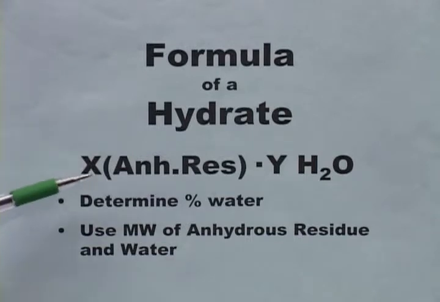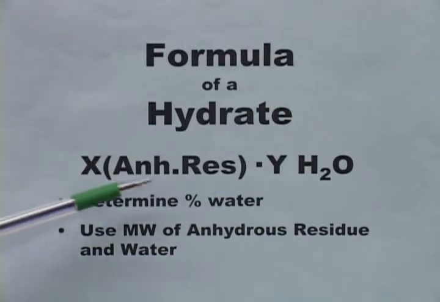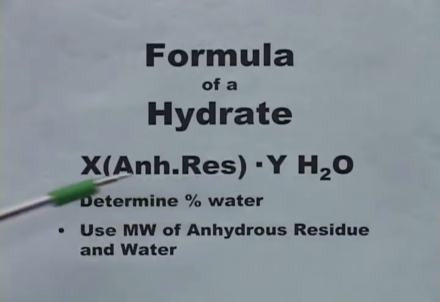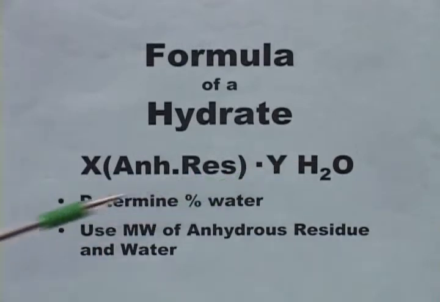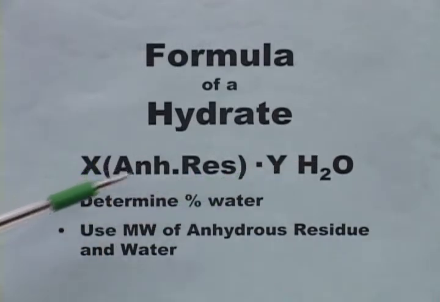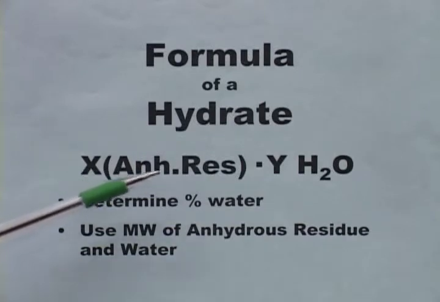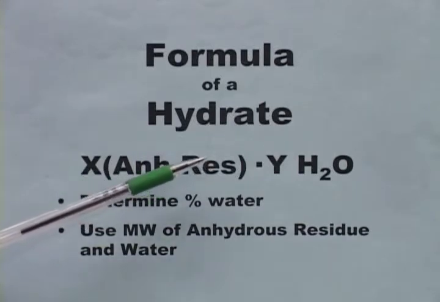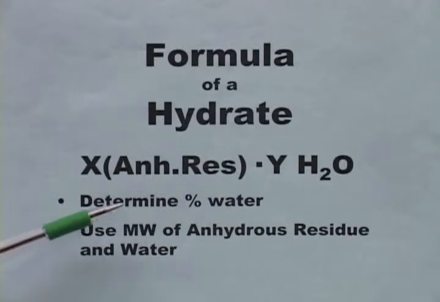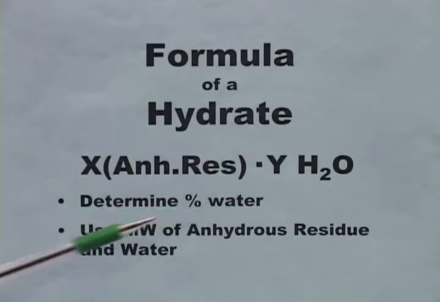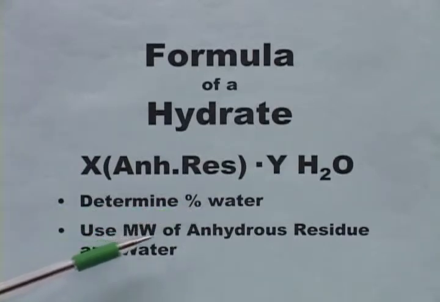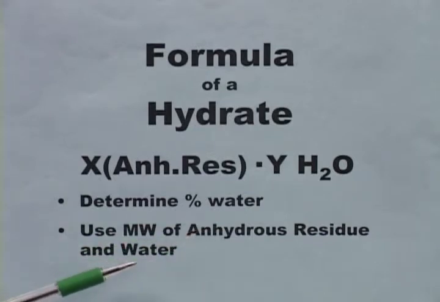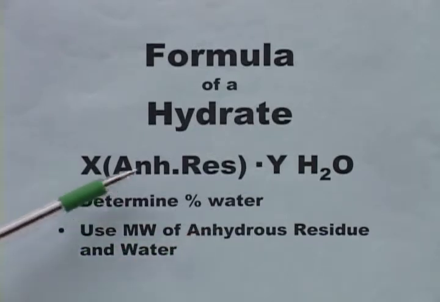This will have the general form X anhydrous residue, Y water, where X and Y are small whole numbers. And to determine that, we will have to know the molecular weight of the anhydrous residue, but after that we will determine the percent of water in the hydrate, and then we will use that molecular weight of the anhydrous residue and the molecular weight of water to determine the molecular formula.